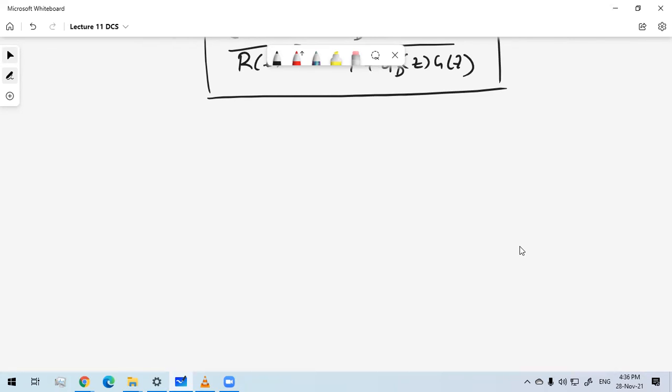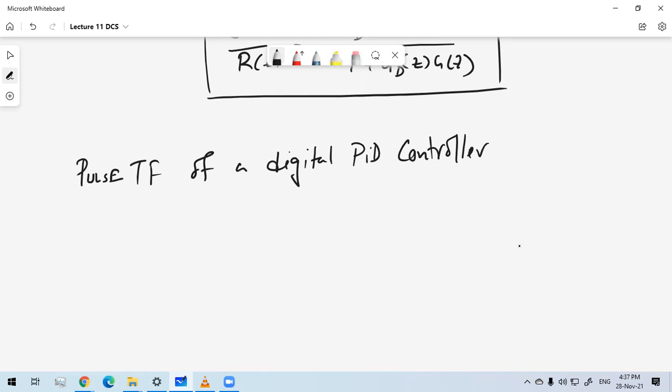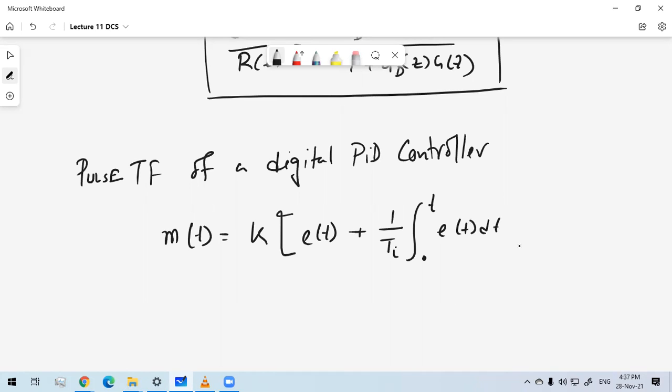Okay, so let's see what we have in the PID controller. From the classical PID controller that we know, the pulse transfer function of a digital PID controller. Okay, so from the classical one, we already know that the output of the PID controller m(t) is the multiplication of K with your error signal, and then you have 1 by Ti, that is the integral time constant, times the integral of e(t) dt, plus the derivative time constant Td with de(t) by dt. So this is what we know from the classical control.